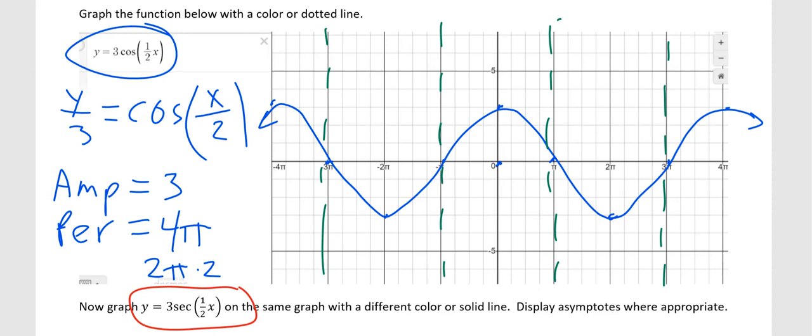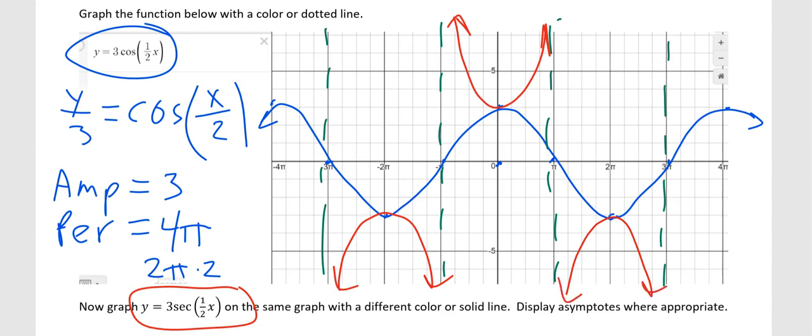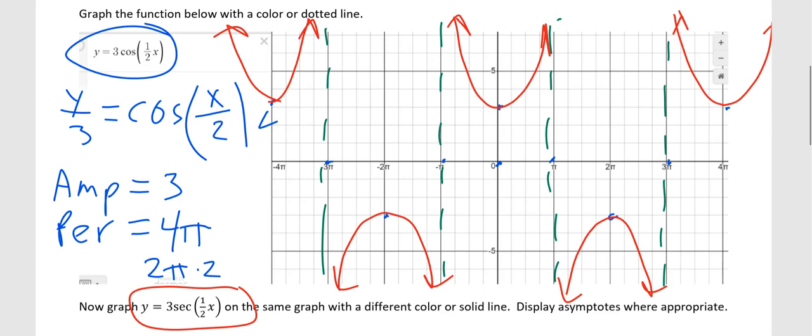So what's going to happen in between every one of those asymptotes? The same thing we had going on before, right? Over and over and over and over. I know, it's pretty cool. So the blue one isn't there. There's your picture of your secant.